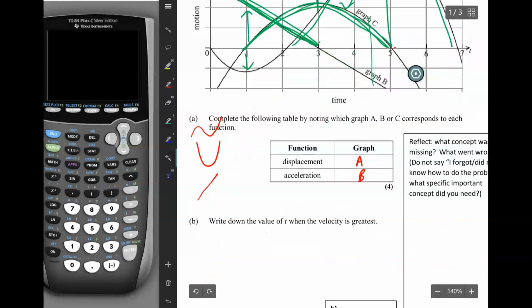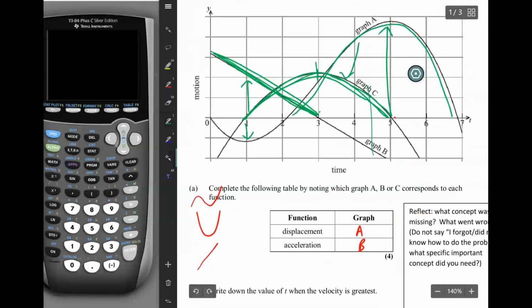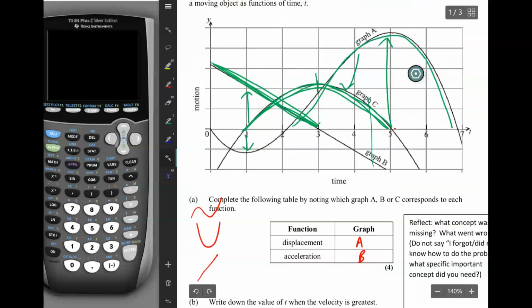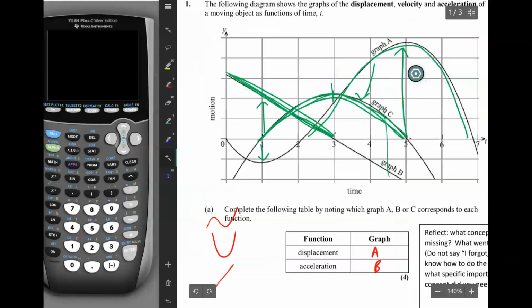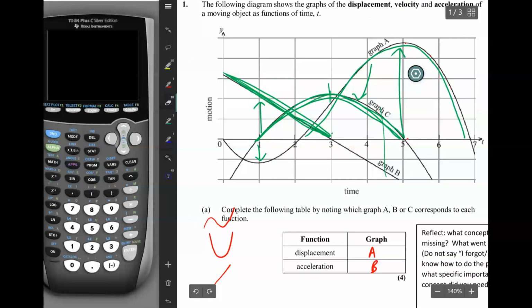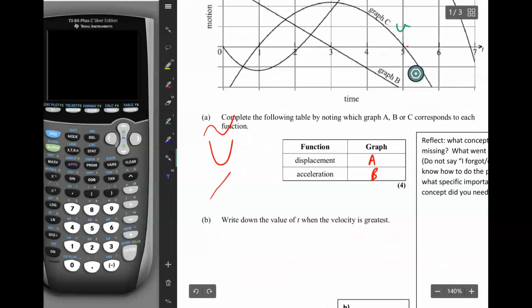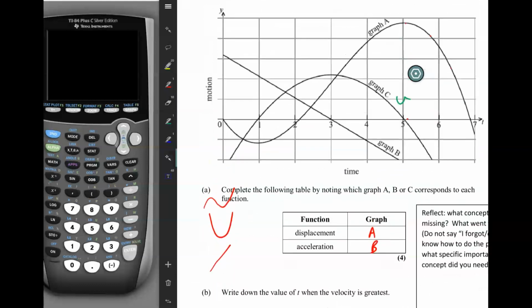B, write down the value of t when velocity is the greatest. Okay, so write down the value of t when velocity is greatest. So now that we know the velocity is graph C, let's just get rid of these. Okay, so we know that graph C is the velocity. So it says, write down the value of t when velocity is greatest.